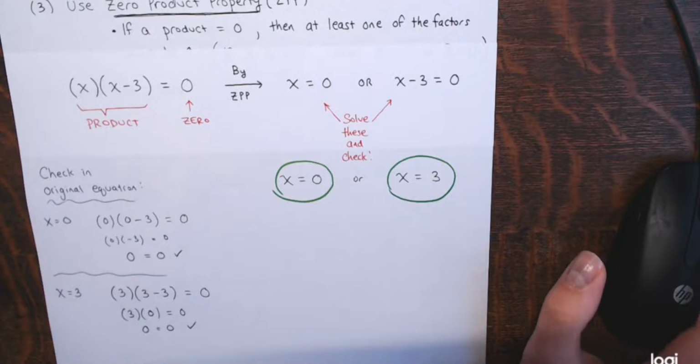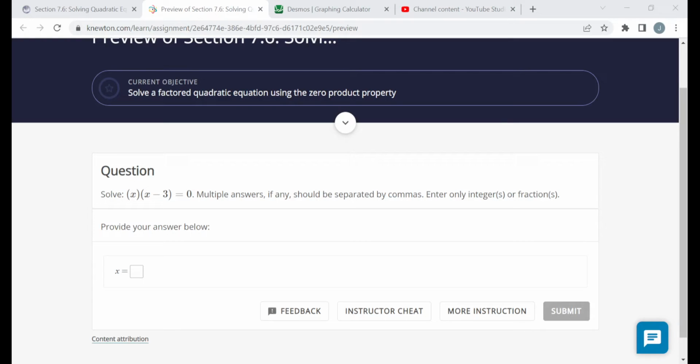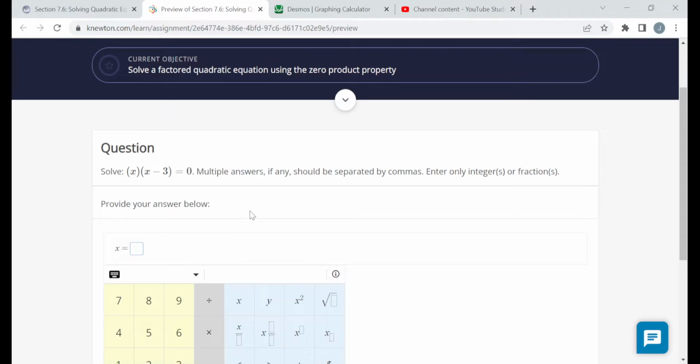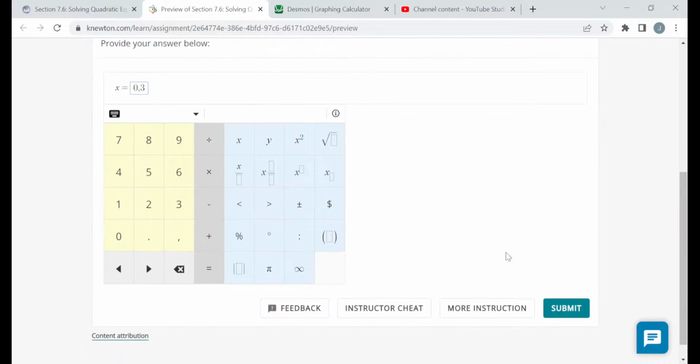And that's what we're asked to type in, the solutions. Now they're saying multiple answers, if any, should be separated by commas, and enter only integers or fractions. So they already have the x equals for us. We just need to put the answers. 0 was a solution, comma, and then 3 was another solution. That's what they meant by multiple answers should be separated by commas.